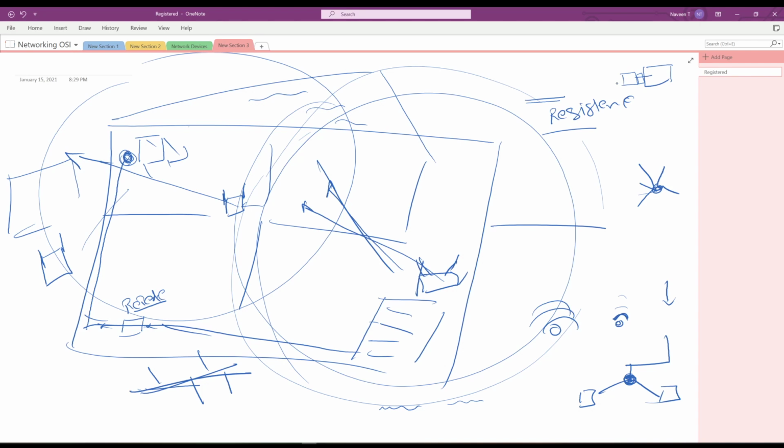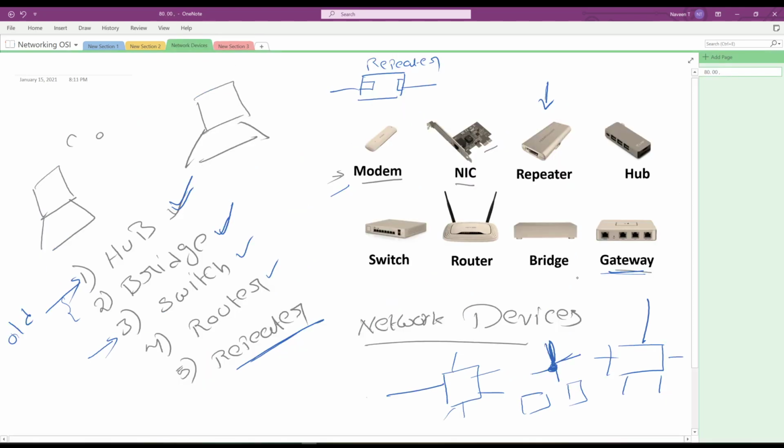To simplify it, without making it unnecessarily complex: a gateway is a device, which can be hardware or software running, that divides or joins two different networks. Typically routers are gateways. The routers at the perimeter or edge of the network are gateways. We'll see that.